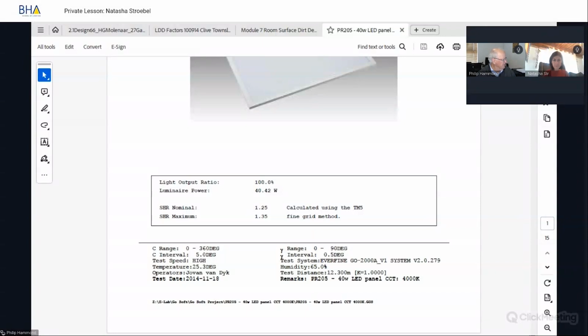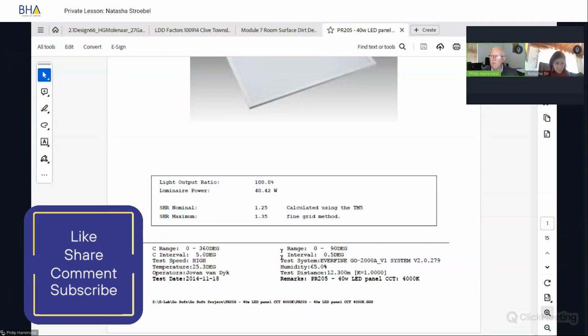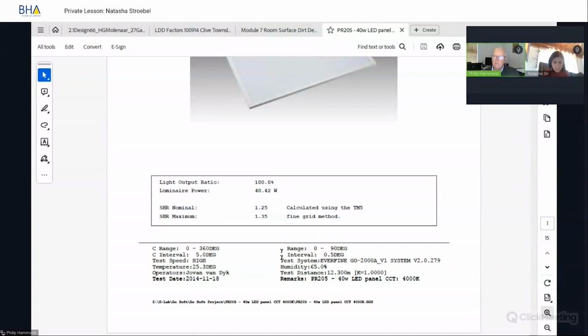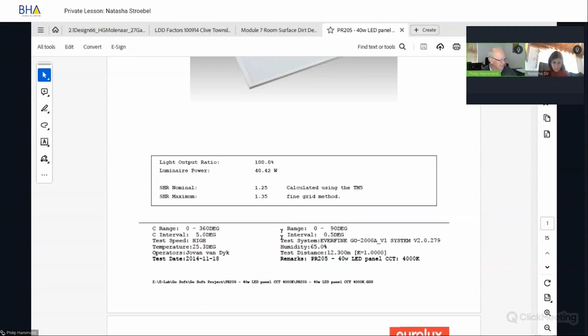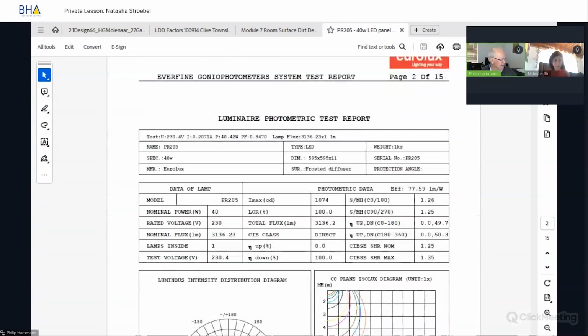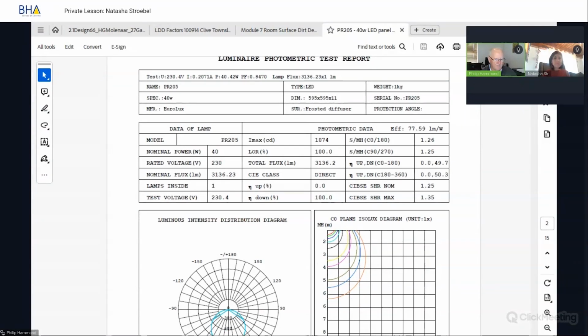This bottom portion tells you everything about the instrument that measured the light, the photogoniometer in the laboratory, and it will tell you the range, all this information, and that will appear at the bottom of every page of a photometric data report. So that we know that it's constant and we're looking at the right data. So let's go and look at the second page, which is quite an important page.